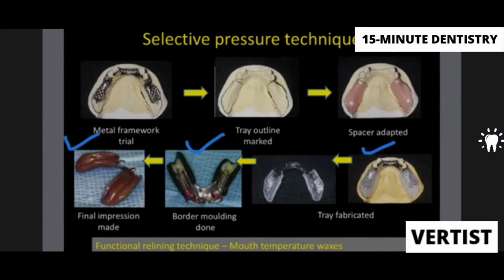So when you're using the entire framework, it's either a functional relining technique or your selective pressure impression technique, depending on the type of materials you're using. What are mouth temperature waxes? Mouth temperature waxes are the ones which remain fluid at mouth temperature, and the moment they are removed from the mouth, they harden. So these are called functional waxes. They are very, very commonly used in functional relining techniques or selective pressure impression techniques for functional impressions.